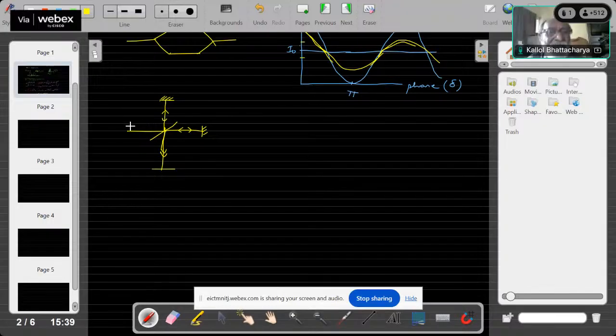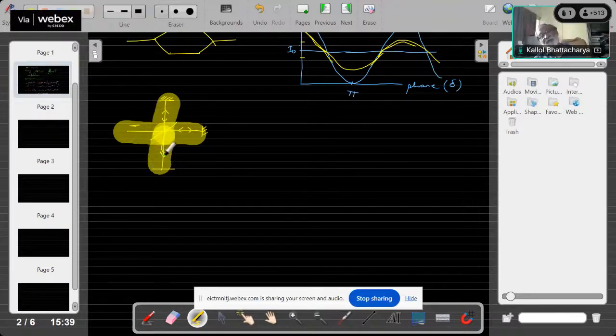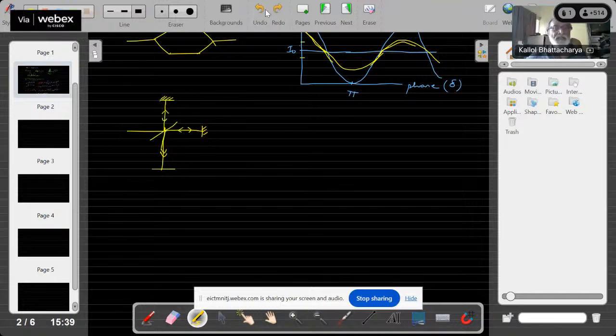Let us assume for the time being that we have collimated the beam and the beam is a plane beam of light. So this is a plane beam of light going here, here, and coming back here. If it's a plane beam of light, then we know that the wavefront is a plane wavefront.